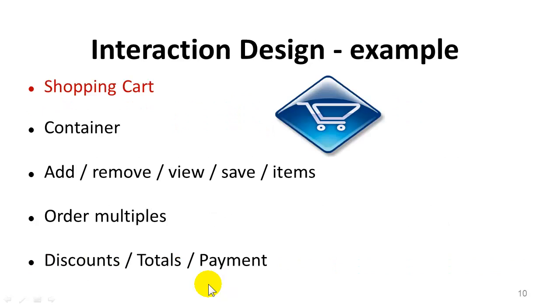For example, a shopping cart. All right, so what is a shopping cart? Yeah, it's a container. What are some of the things that a shopping cart does? It adds, removes, we can view things, we can save things, we can order multiple things. We can enter a discount, we can enter a coupon code, we can total up, we can pay. So these are all the things that we need to start thinking about and planning if we were to have a shopping cart. Now, this is just one example of the interaction design.